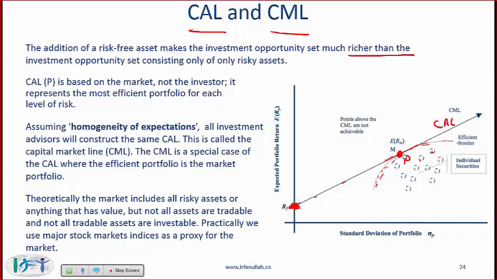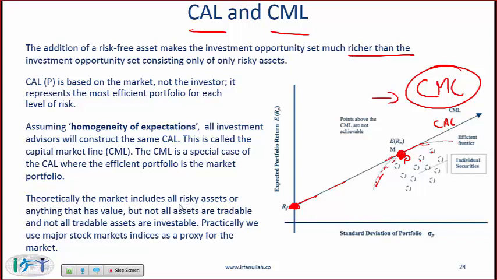If you assume that all investors have the same expectations about the market, which means the same expectations related to return, risk, variance, etc., then everyone will have the same efficient frontier and everyone will have the same CAL. That similar CAL is called the CML. So the CML is a special case of the CAL. It is what happens when all investors have the same expectations. When this is the CAL, then that efficient portfolio is called the market portfolio.